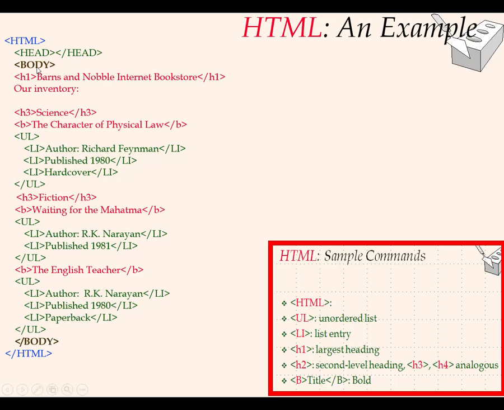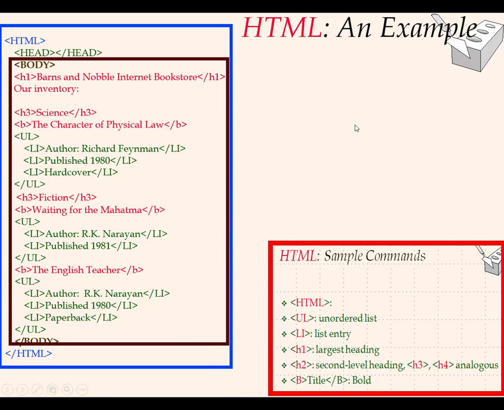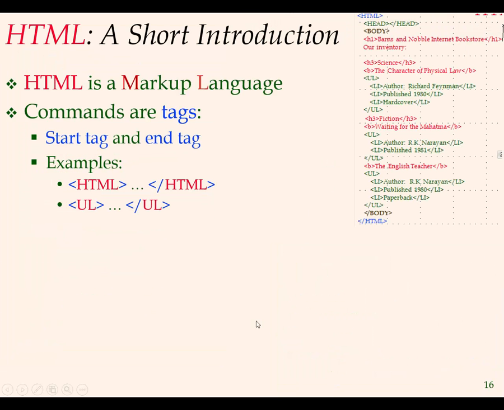In this example, the head has nothing in it. Here's the body, begin and end. Some other commands are the unordered list. Here's the begin and end, and inside you have the list entries. In this example, you have three of them, again with begin and end tags for all of them.